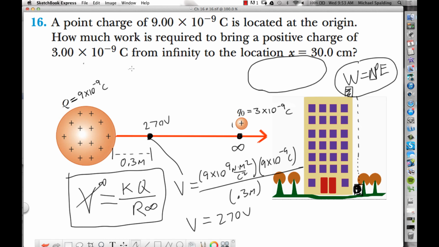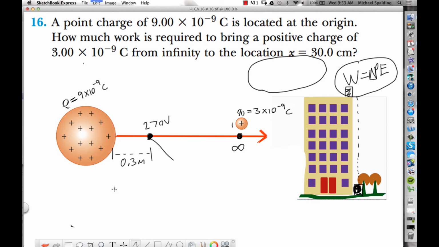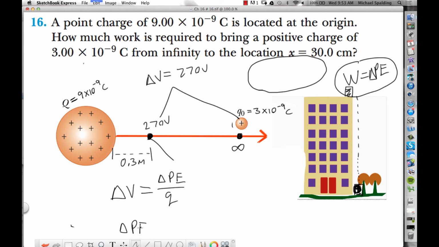So now, the equation we're going to use to solve the problem. By the way, what is our delta V between those 2 points? The change in volts is 270, right? 0 and 270, the change is 270. So what's the basic definition of potential difference? It's change of potential energy per charge. So the change of potential energy is equal to the potential difference times the charge.